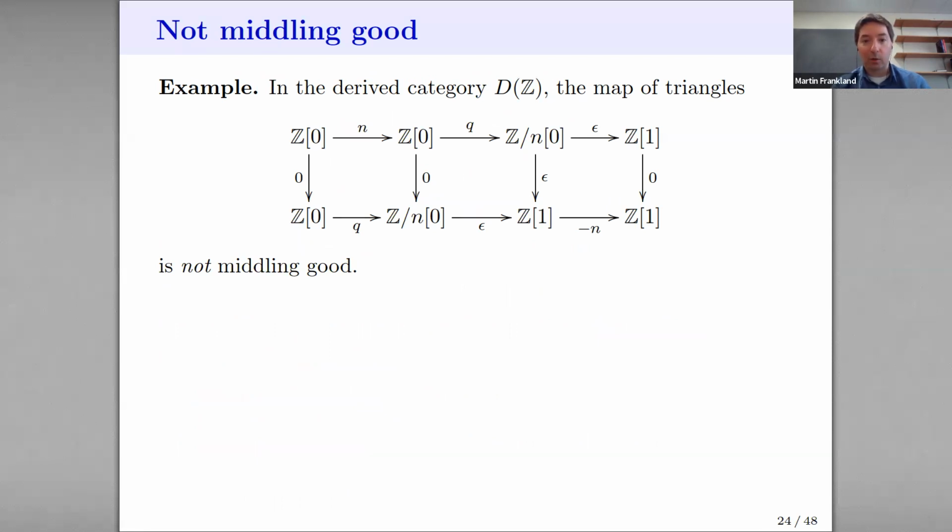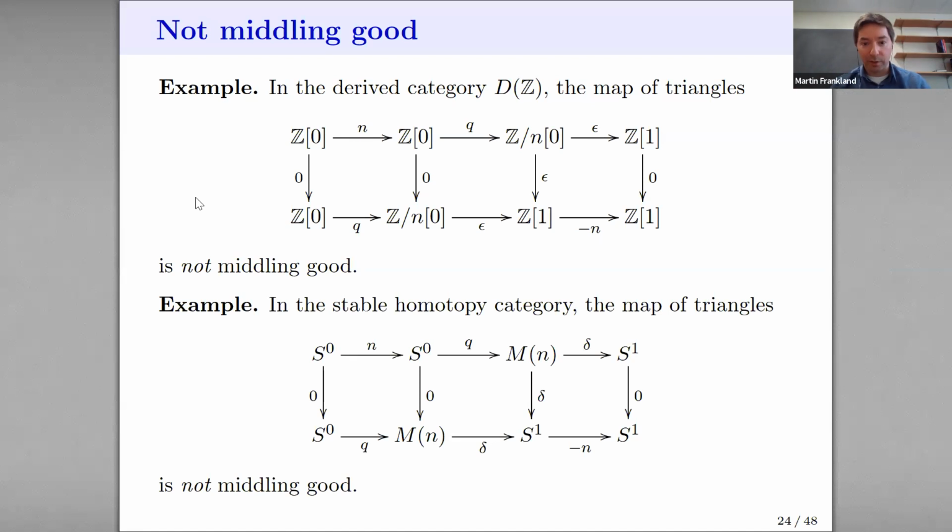This map in the derived category of abelian groups is not middling good. I mean, you can also check that explicitly: if you try to write down a 4x4 diagram, it just doesn't work. But you can use the previous characterization. Or if you play the same game in stable homotopy theory, if you take mod p spectra and you look at this map of cofiber sequences, well, it's not middling good for the same reason. All right, so already not all maps of triangles are middling good.